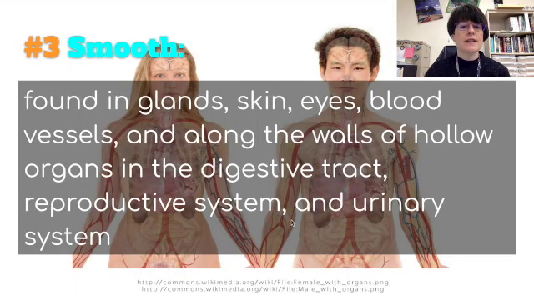And then there is a third type of muscle, and this is smooth muscle. And this is found in glands, skin, eyes, blood vessels, and along the walls of hollow organs in the digestive tract. Also in the reproductive system and in the urinary system. So your organs are made of smooth muscle.